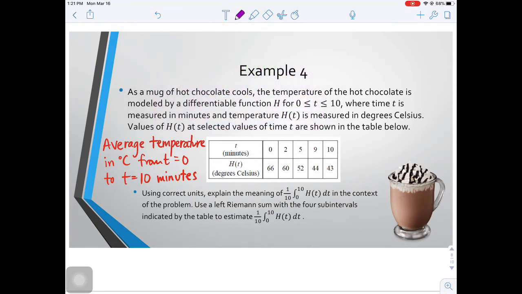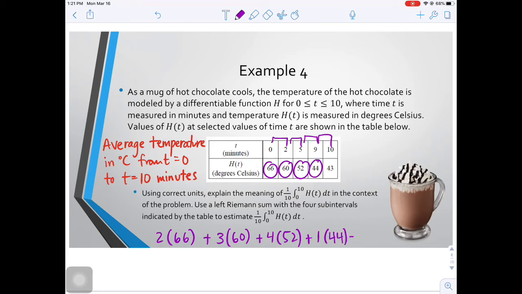So left Riemann sum, I'm going to look for the width of the first interval, which is 2, times the left endpoint, which is 66, plus the next interval has a width of 3 times its left endpoint, which is 60, plus the next interval has a width of 4 times its left endpoint, which is 52, plus the last interval has a width of 1 times its left endpoint, which is 44. 43 never gets used, it's only a right endpoint.